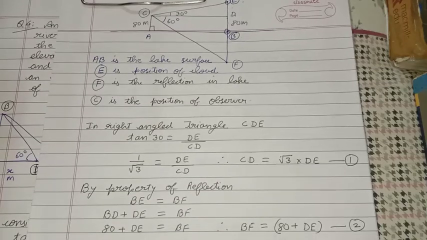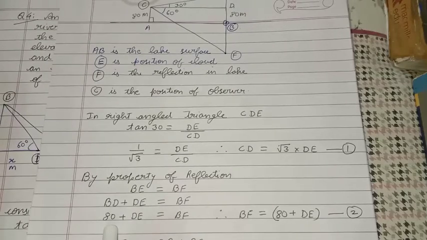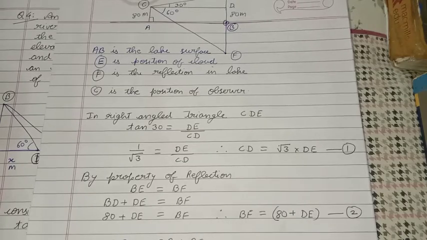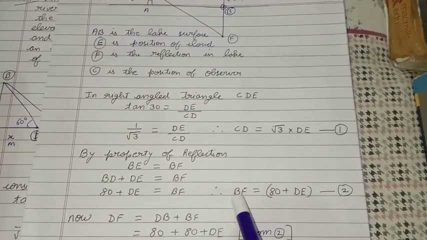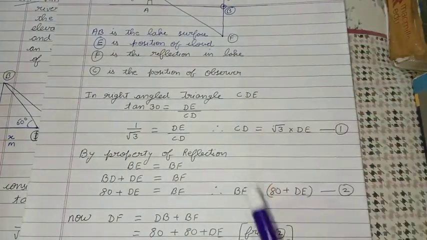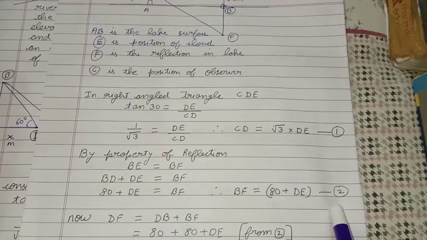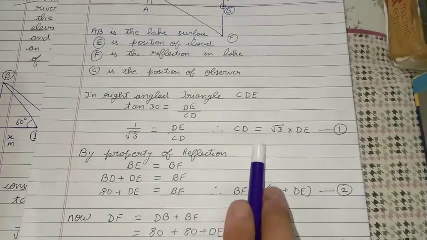Now BD is how much? BD is 80 meters. It is given to us. So BD is 80 plus DE is equal to BF, and finally, look here, BF is what? This one, B to F. So this distance is equal to 80 plus DE, equation 2. Fine. Now let us move with the next step. This is BF and this is equation 1.